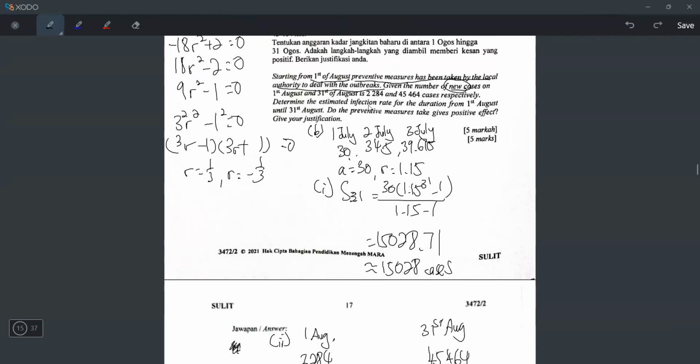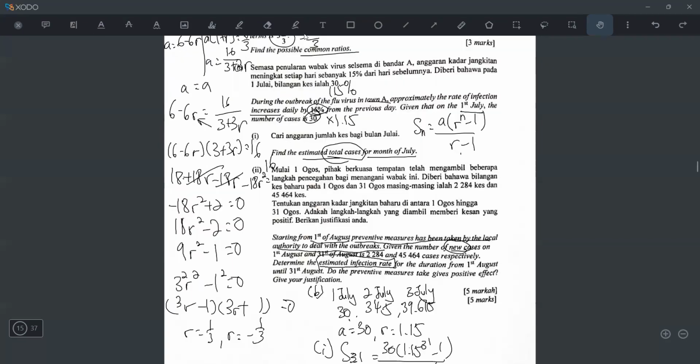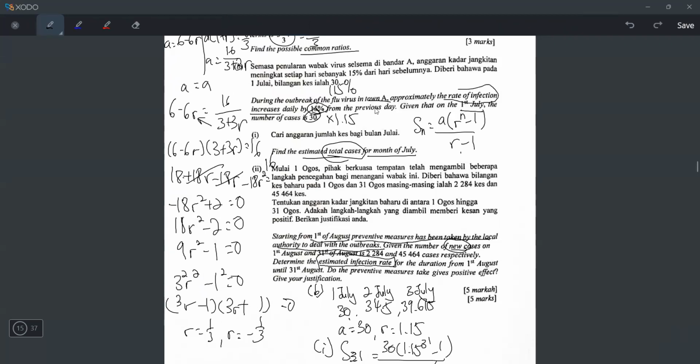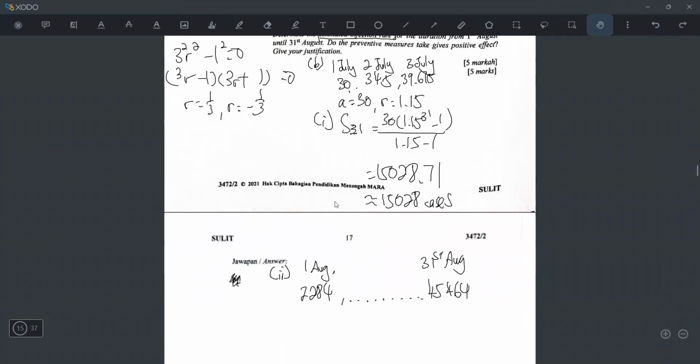Okay. Determine the estimated infection rate from 1st August until 31 August. So they want to find what? Estimated infection rate. It means same like this. But just now the rate of infection is 15%. But this one, it won't be 15% anymore. I believe it will be smaller than 1.15.